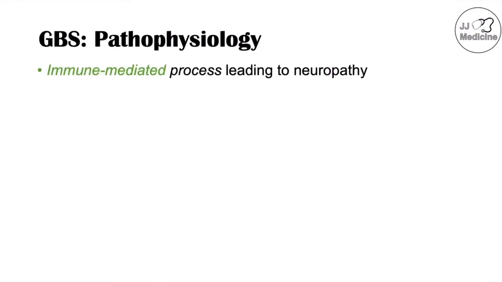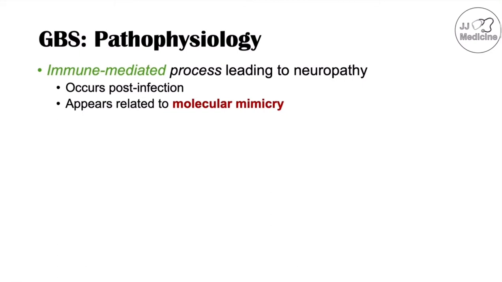So what is the pathophysiology of Guillain-Barré syndrome? So we talked about it being an autoimmune demyelinating condition. So it involves the immune system. So it's actually an immune-mediated process leading to neuropathy. And this immune-mediated process occurs after an infection, and it appears to be related to what we call molecular mimicry.